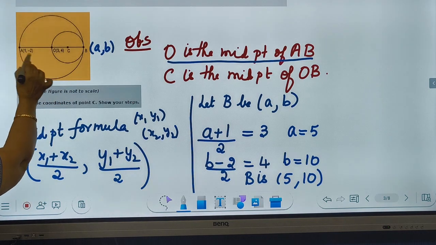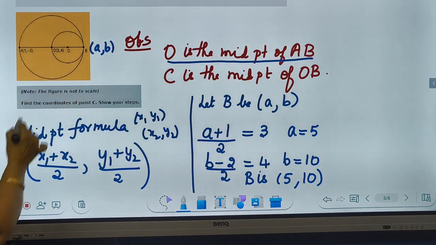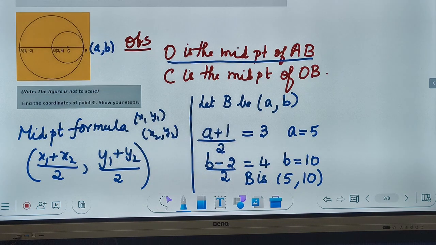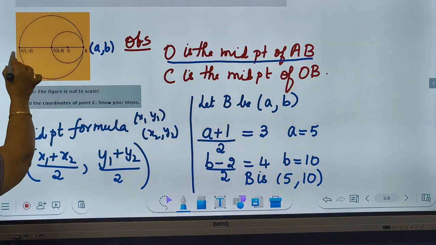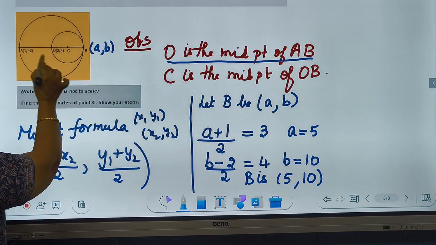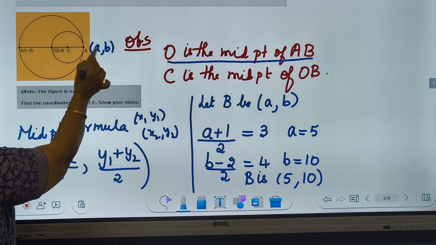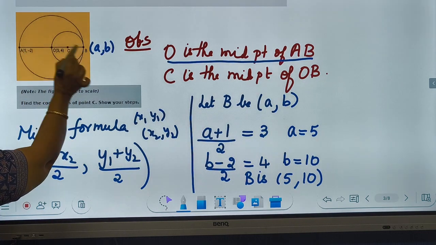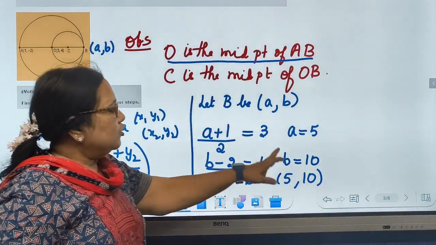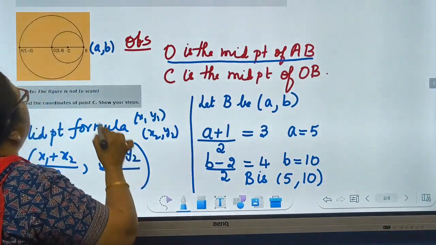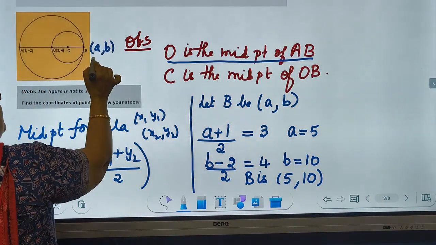How do I get it? I use the fact that O is the midpoint of AB. The midpoint formula is given by (x1 plus x2) by 2, (y1 plus y2) by 2. So (1 plus A) by 2, (A plus 1) by 2 is 3. Similarly, adding B with minus 2, (B minus 2) by 2 is 4. So from here you get the values of A and B. So now we have found B to be 5, 10.